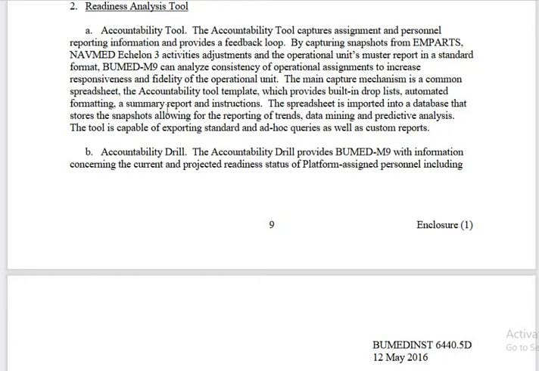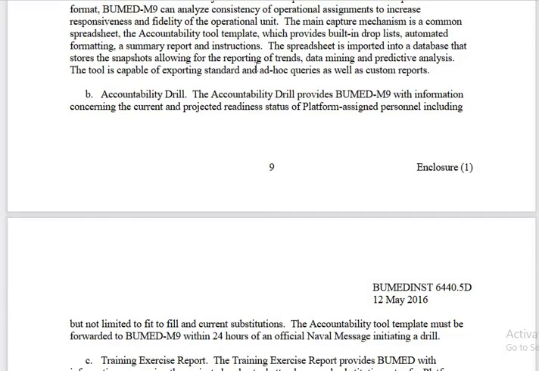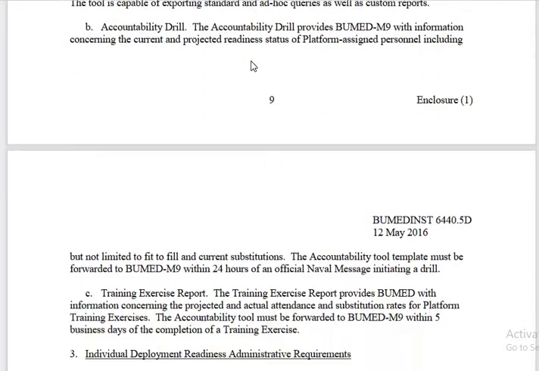There's a couple reporting tools. I think on like Blue Jacket tier, these two are heavily emphasized, so something to think about. The accountability tool captures assignment and personnel reporting information and provides a feedback loop. I think the key word for me to remember for accountability tool is feedback loop. So the accountability tool creates that feedback loop. They can look at operational assignments to increase readiness. It's a spreadsheet. Yay, Excel.